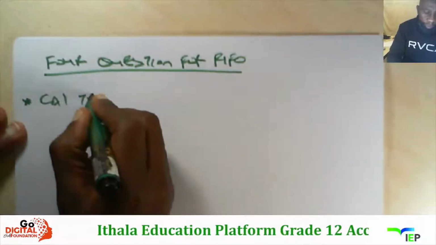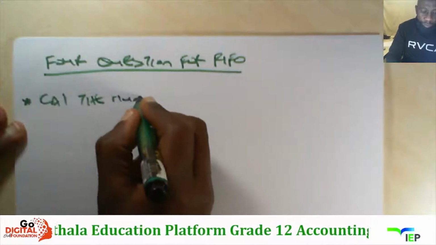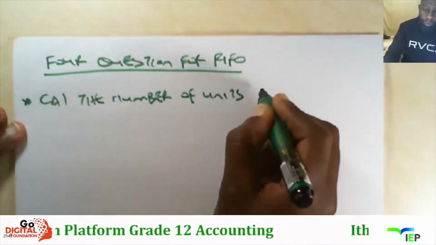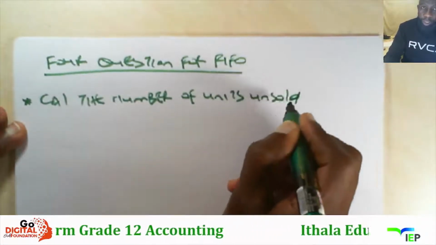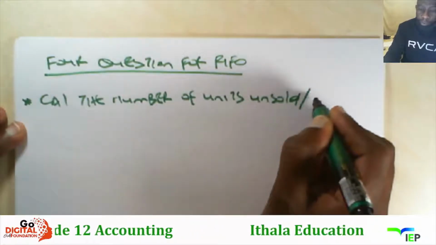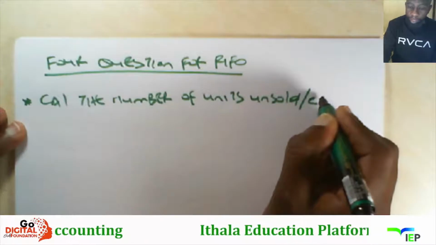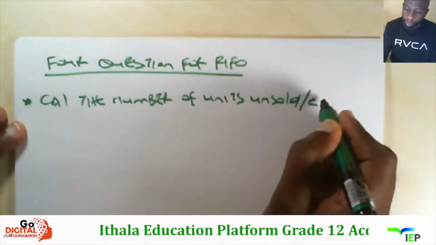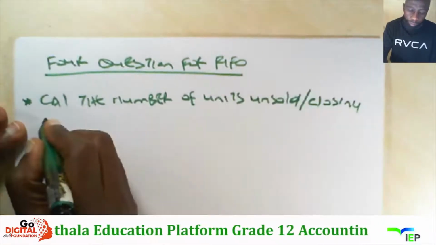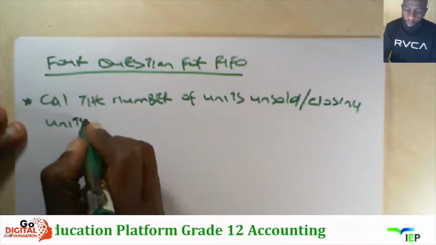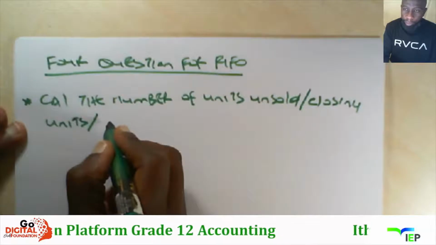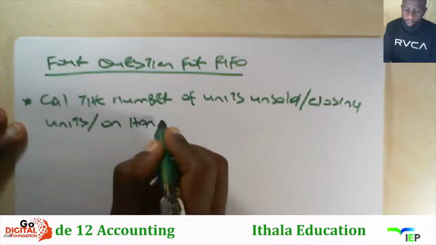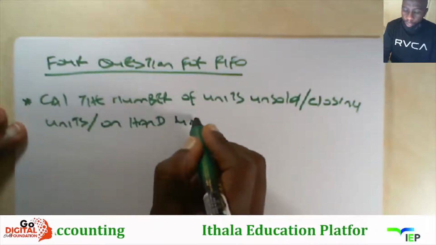Sometimes they do not say unsold, they say calculate the closing units, or calculate the on-hand units. It's one and the same thing.